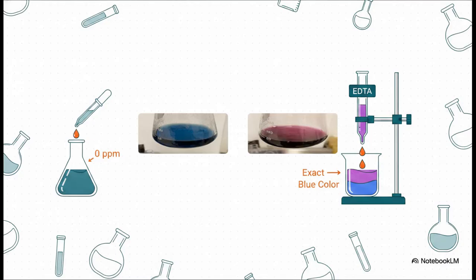Now, watch the chemical reaction. If your sample turns bright blue right away, great. Your hardness is perfectly at 0 parts per million. You stop right there. But if it turns purple or pink, you have to titrate with EDTA, drop by drop, until you hit that exact blue color.